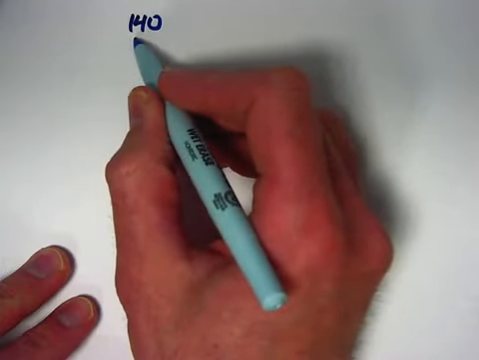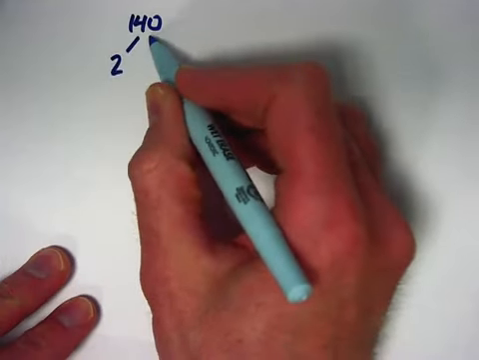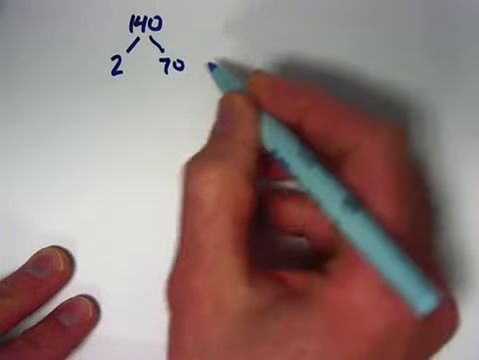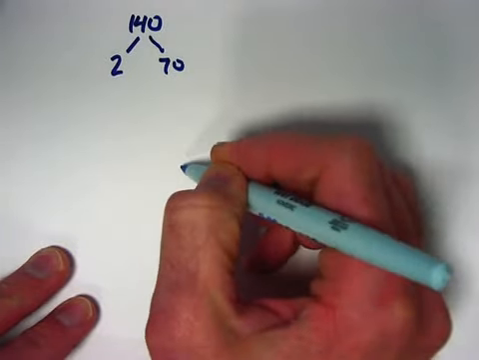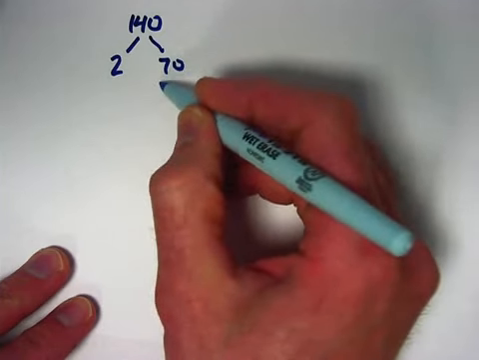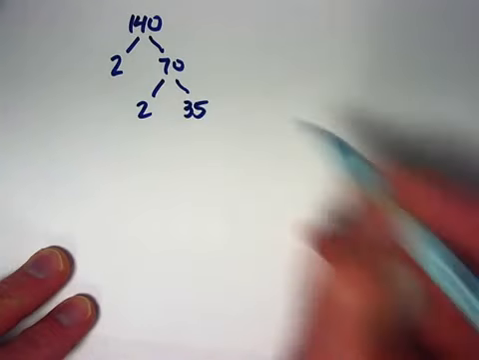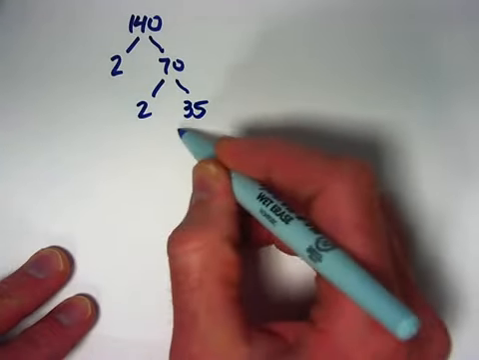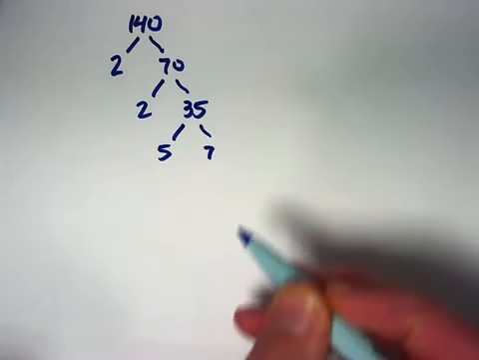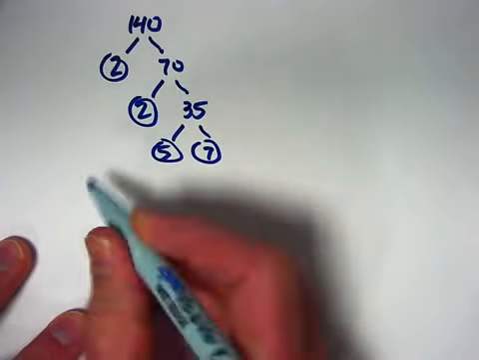140, for example, is 2 times 70. And if I write the 2 and the 70 down like this, and I'm making a tree diagram here, that's going to help me continue the process to ultimately find all the prime numbers that factor into 140. Now, maybe you recall what a prime number is and maybe you don't. I'll explain it as I go here. 70 is 2 times 35. 35 is 5 times 7. And 2, 2, 5, and 7, those are all prime numbers.